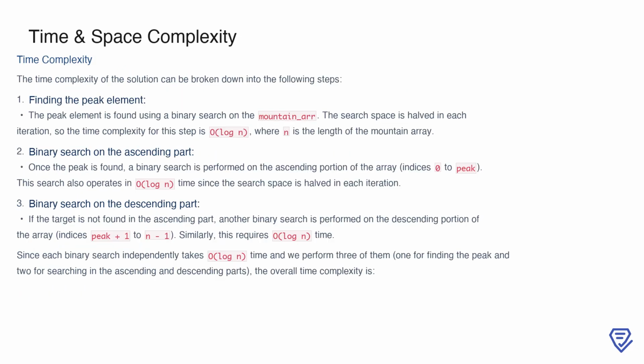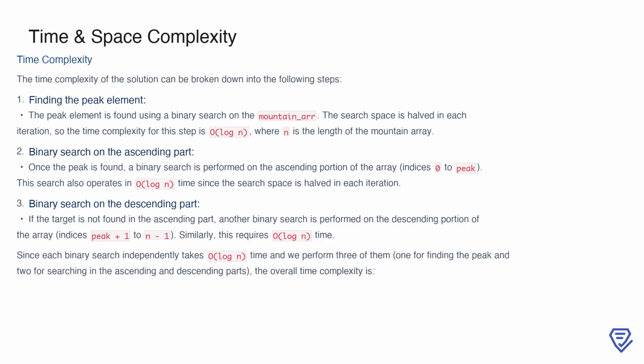To analyze the time complexity of this algorithm, we can break it into 3 main steps. First, we find the peak element using binary search. In this step, the search space is halved on each iteration, making it efficient with a time complexity of O(log n), where n is the length of the mountain array.